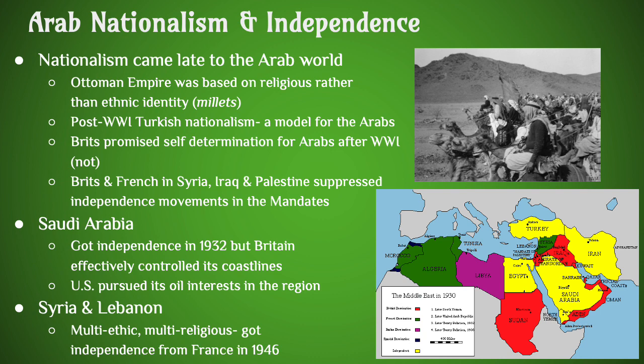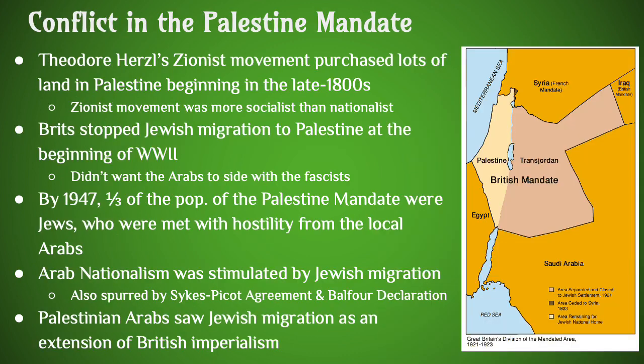At the same time, the United States is also pursuing its own oil interests in the region. Syria and Lebanon are more complicated because they are multi-ethnic and multi-religious, and we will see as we move through the 20th century and into the 21st how problematic that becomes. But they got their independence from France shortly after the end of the Second World War.